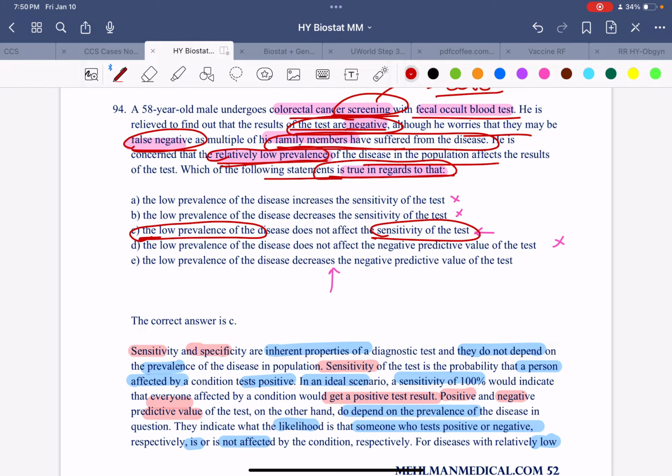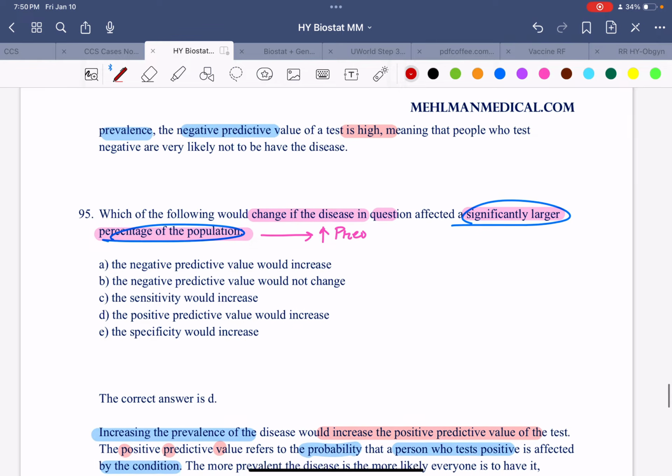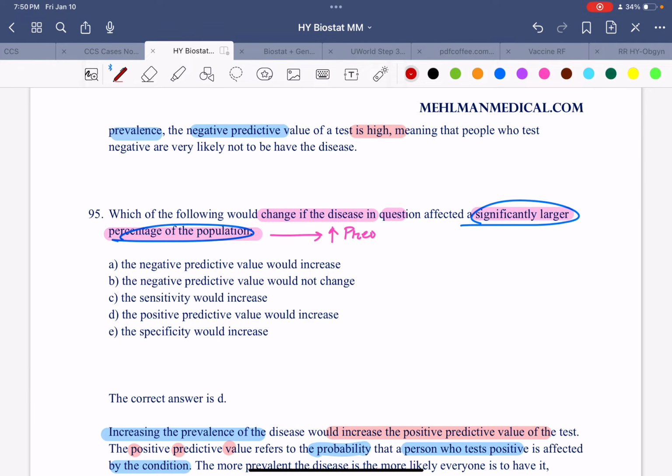It's basically the sensitivity that we are concerned about in a screening test, and sensitivity is independent of the prevalence of the disease in that particular population, right? Which of the following would change if the disease in question affects a significantly larger percentage of the population? Previously we said that it was a low prevalence disease, but now if we say that it's a high prevalence disease, what would change? We know that NPV and PPV would change, but how would they change?